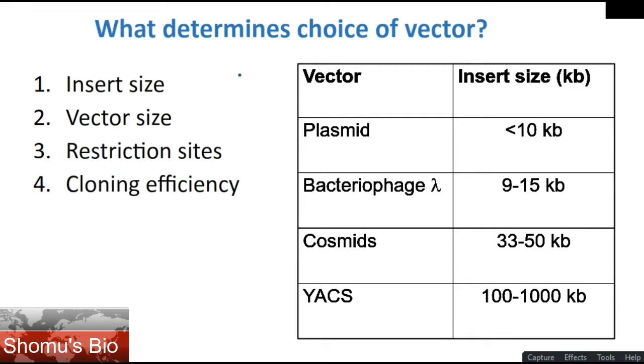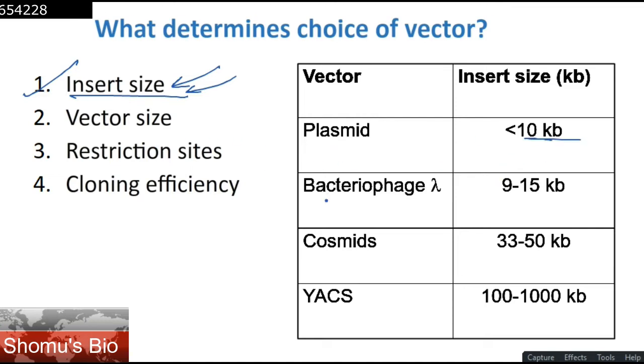The choice of vector is determined by multiple factors. One such factor is insert size. It is one of the biggest reasons we choose different vectors, because the insert means the gene of interest, the length of the gene of interest. Let's say the gene we want to clone is small, then we can use any vector, because a plasmid can only carry a very small fragment, less than 10 kb, while a cosmid can carry 30 to 50 kb. Artificial chromosomes can carry up to 1000 kb or even more. So depending upon how much gene of interest we want to clone, we use different vectors. That is depending upon the insert size.